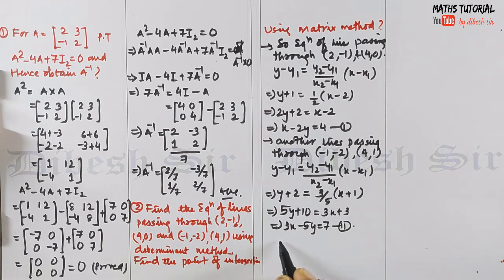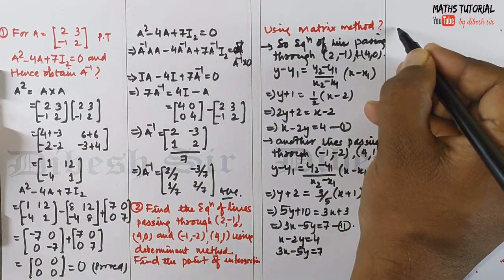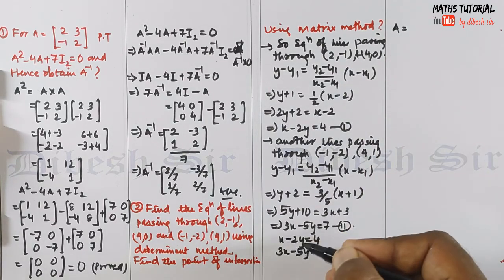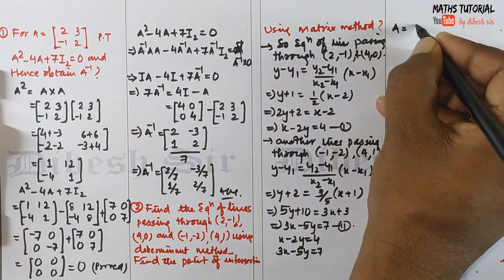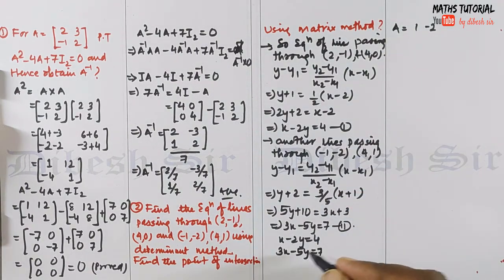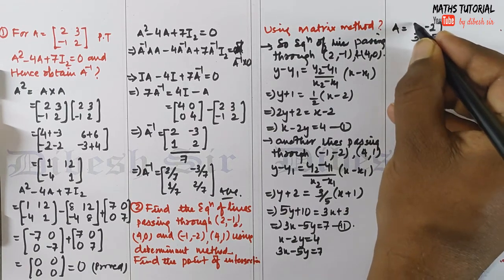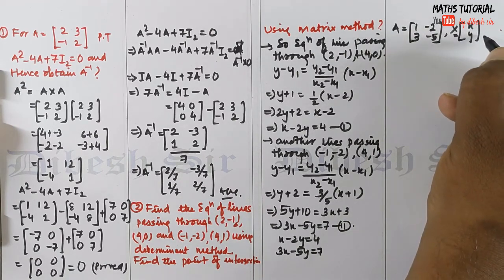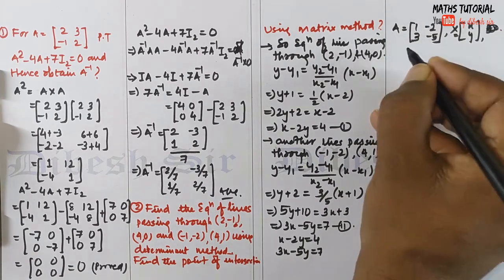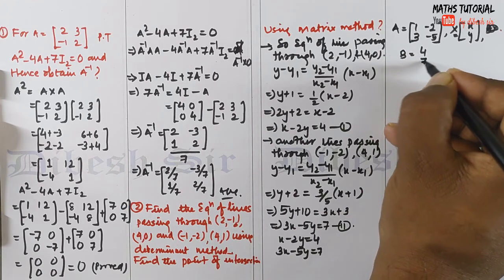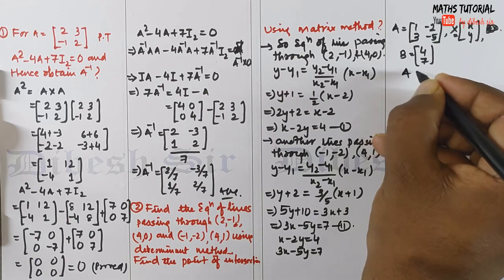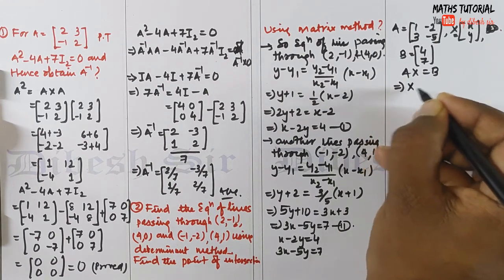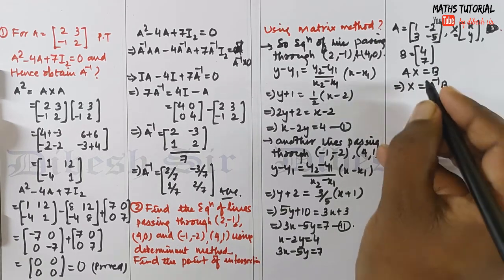Now we have two equations, that is x minus 2y is equal to 4 and 3x minus 5y is equal to 7. So write A as the coefficients of x and y, that is [1 -2; 3 -5], X as [x; y] and B as [4; 7]. We know AX is equal to B, so X is equal to A inverse B. For this we have to find first A inverse.